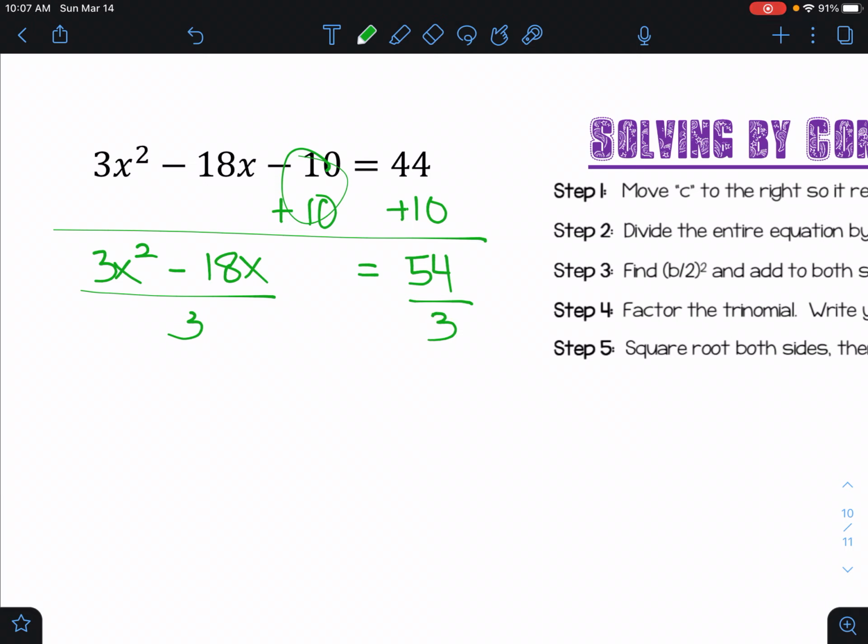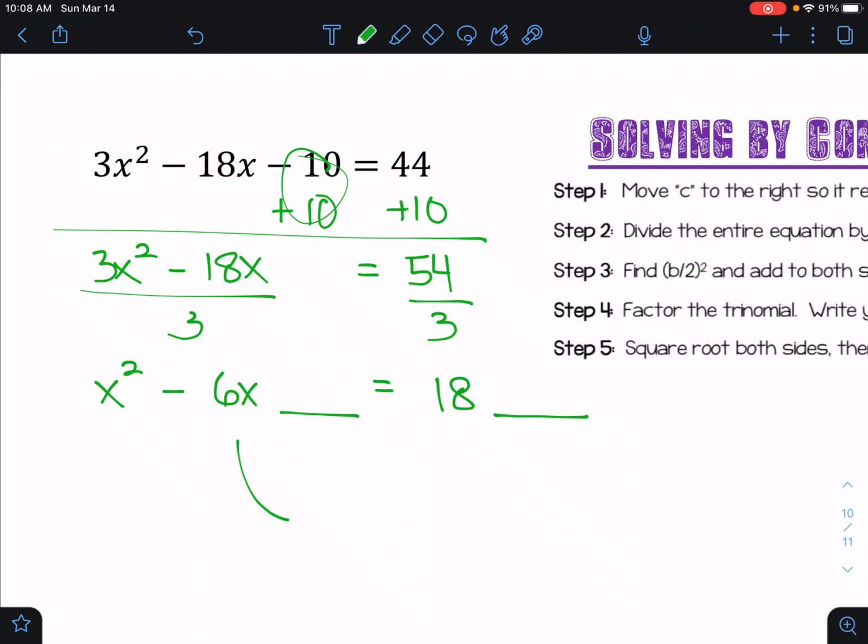Okay, now when you divide by 3, you're dividing both of these terms by 3, so don't forget that. So this will give me x squared minus 6x. Now I'm going to put a blank here because I'm going to complete the square here. And then 54 divided by 3 is 18. Okay? And I'm going to put a blank on that other side so I can complete the square.